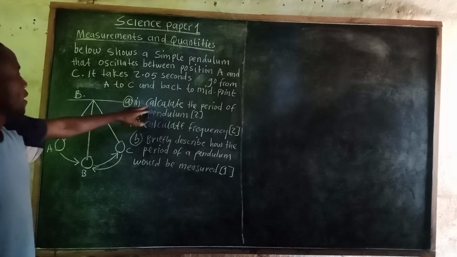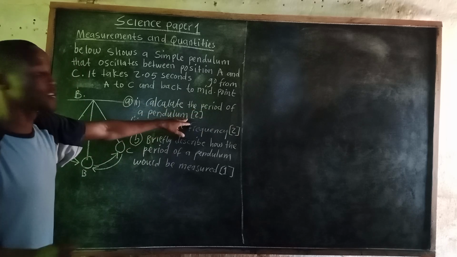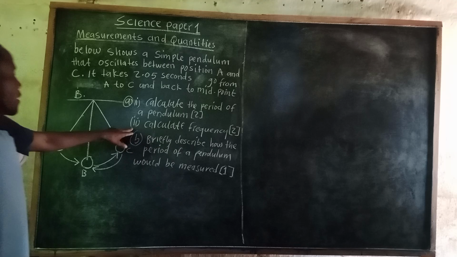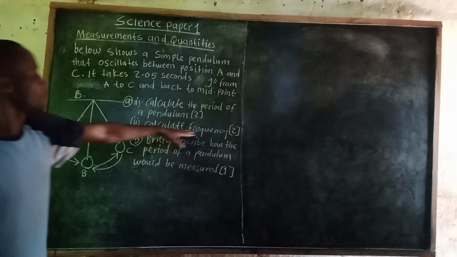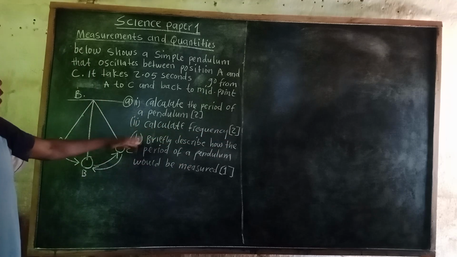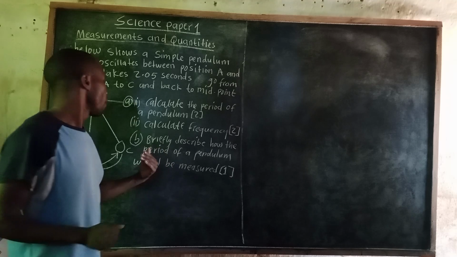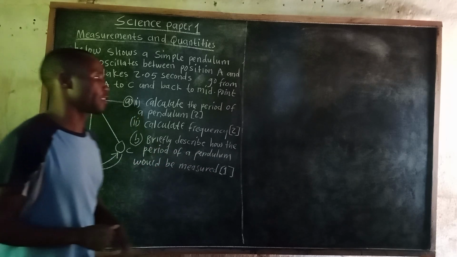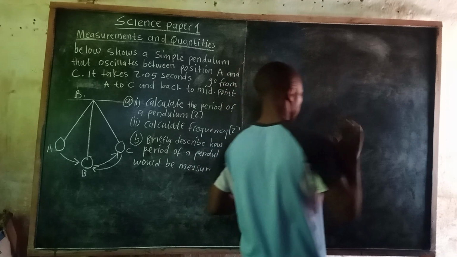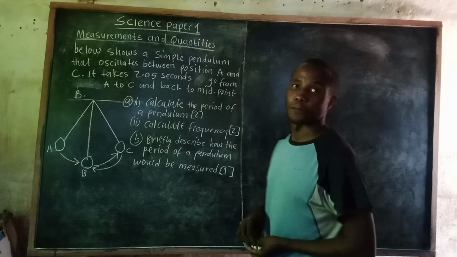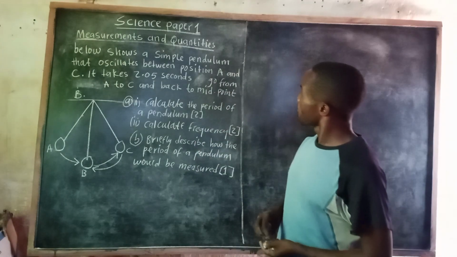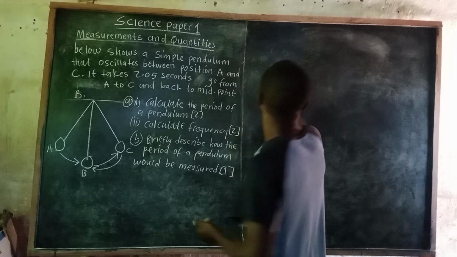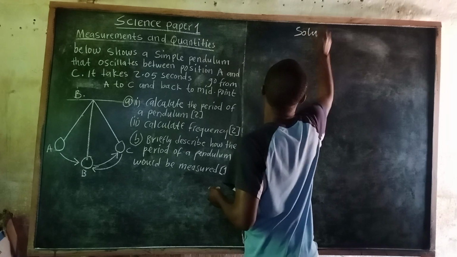A, bullet 1, calculate the period of the pendulum, that is 2 marks. Bullet 2, calculate the frequency, 2 marks. B, briefly describe how the period of a pendulum would be measured, 1 mark. So now, let us see how we are going to answer this question.